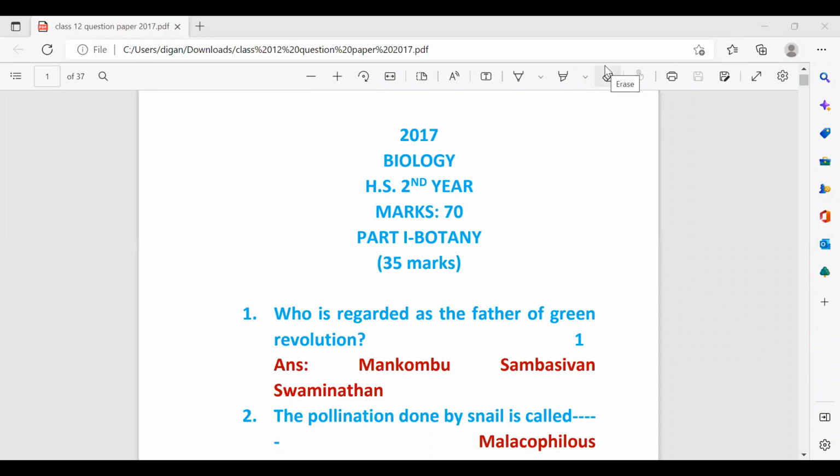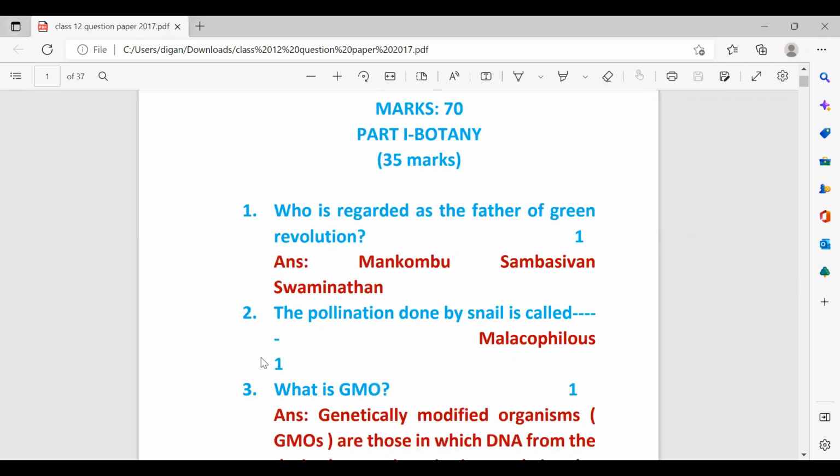Today I am going to discuss another previous year question paper, that is the question paper of 2017, and the first part is the botany section. So the first question is, who is regarded as the father of the green revolution? The answer is M.S. Swaminathan.